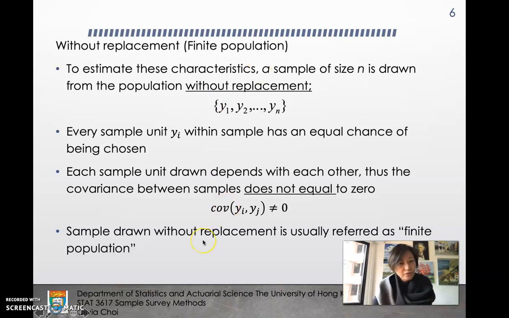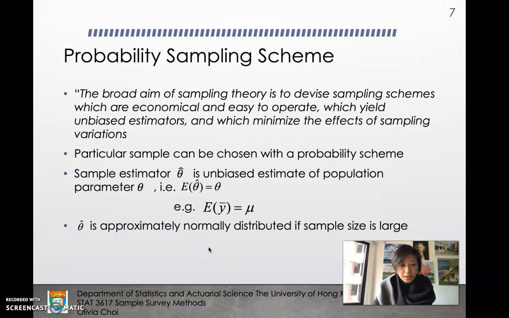So throughout the course, throughout this STAT 3617, for all the sampling schemes we talk about, we would assume that we are dealing with a finite population case, where we know the capital N, the number of sample units in the size of our population. So we are doing that without replacement, and we refer to that as the finite population.